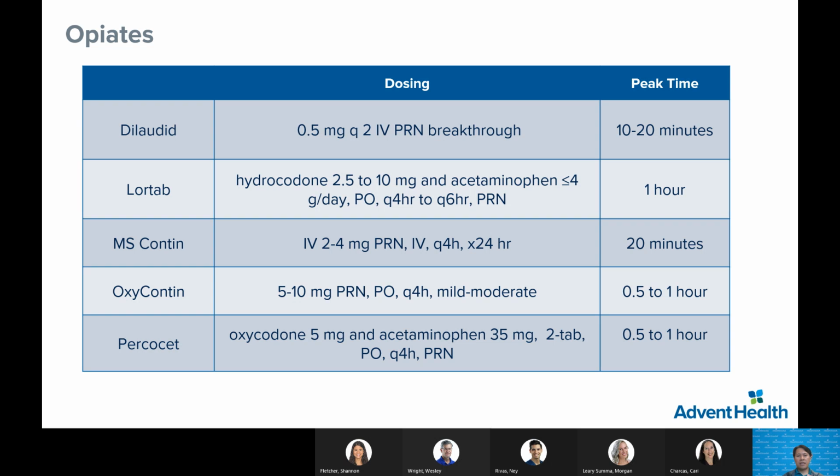MS-Contin is through IV, and it's 20 minutes, the peak time. OxyContin is orally and is every 4 hours. It is utilized for mild to moderate pain. And we could see the patient within half an hour to an hour. And lastly, Percocet, which is a combination of oxycodone and acetaminophen. It is also orally given, and the peak time is half an hour to 1 hour.